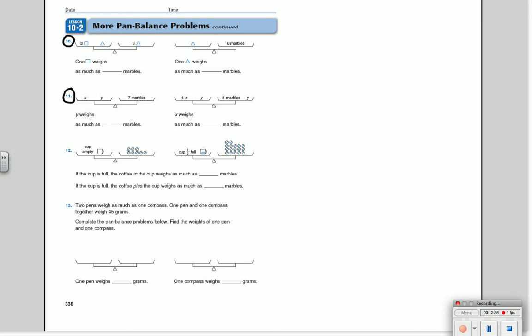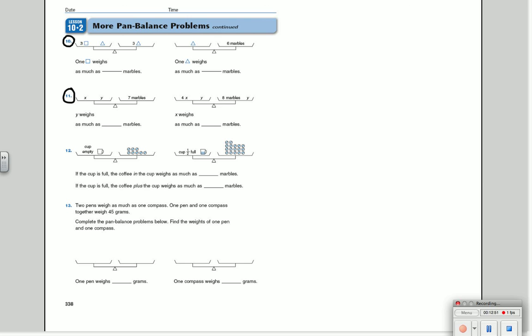Turn to journal page 338. I'm hoping to do these first 2 questions depending on time. So this one looks a little different. You'll see something like this on your study link, which is why I wanted to do it with you. It says 3 squares and 1 triangle equal 3 triangles.